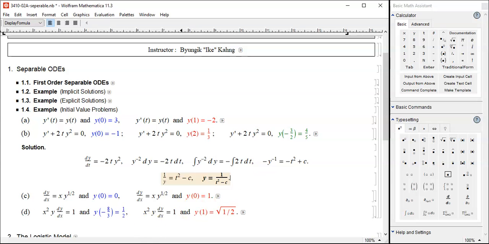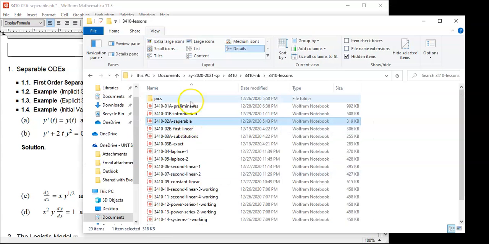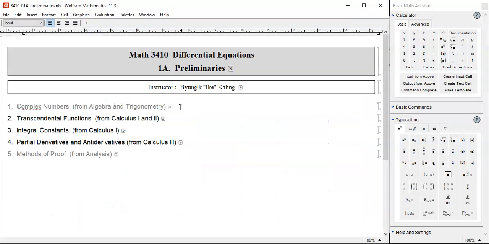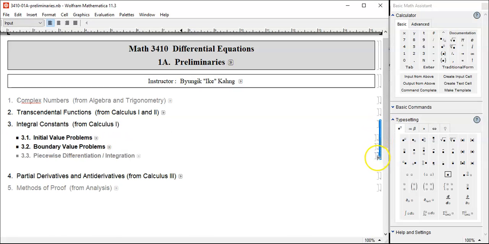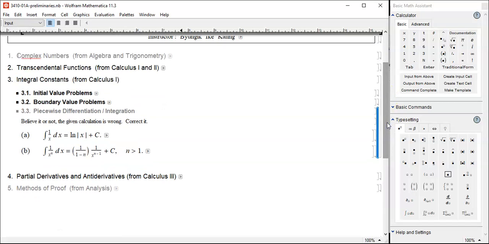Well, let me give you a brief reminder here, in the preliminaries. Some students may not remember because they skipped. But if you go over to this topic here, piecewise differentiation, believe it or not, the given calculation is wrong, correct it. Antiderivative of 1 over x, log of absolute value plus c. What's the problem there? The problem was singularity.